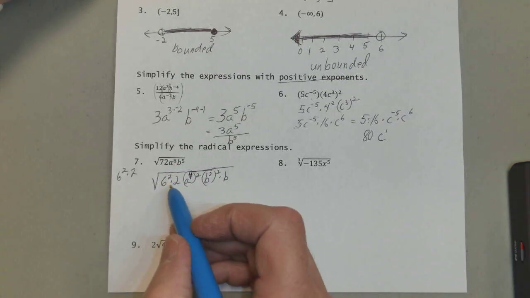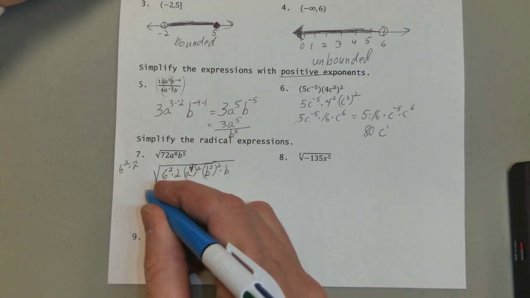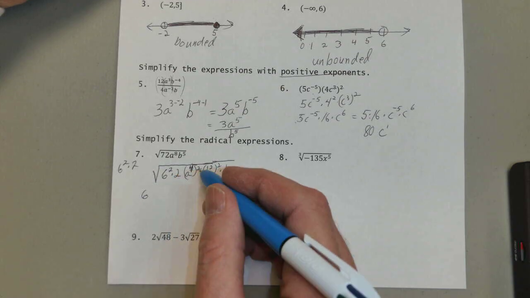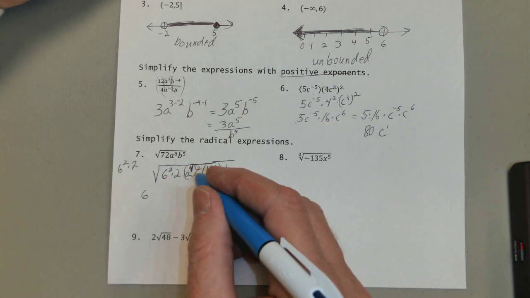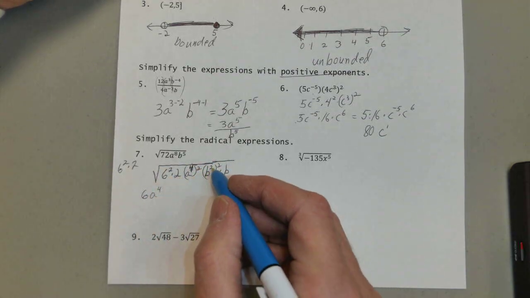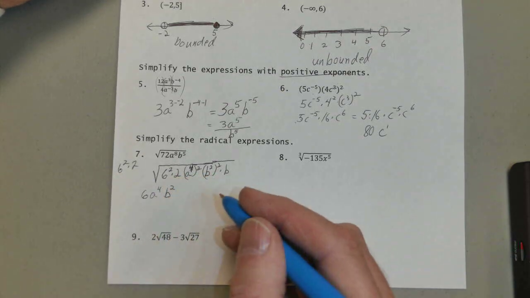So the part that can come out, 6 squared, can come out as 6. Square root of 6 squared. That's going to stay, square root of 2. Square root of a to the fourth squared. The square root and square cancel out. So I have a to the fourth out here. B squared squared, that is b squared.